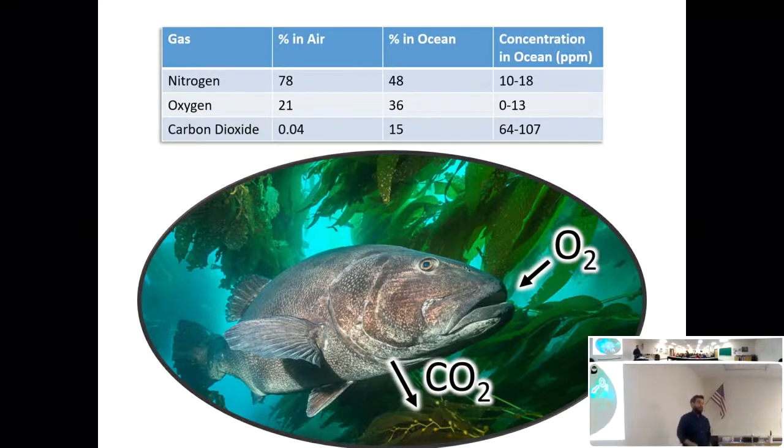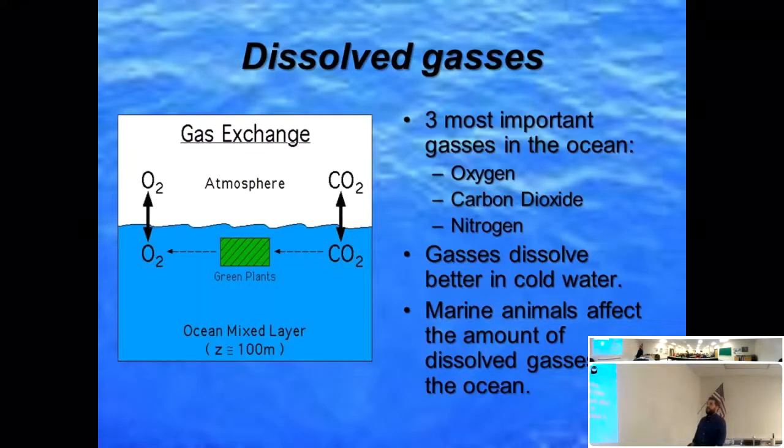So it's kind of crazy when you think about how little oxygen there actually is available in the water, and then how much fish life there actually is in the water, right? I find that kind of staggering. But anyway, look at how much carbon dioxide is in there, up to 107 ppm. Okay, so oxygen, carbon dioxide, nitrogen, those are the three most important gases.